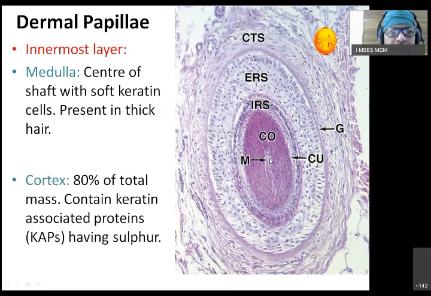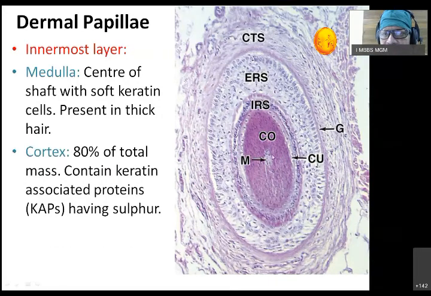Then we see the thick cortex, which has the hard keratin. It's very specific for hair follicle. It almost forms 80% of the hair, which is going to grow and come outside. All this inner zone, that is the innermost layer, will grow up and ultimately come out as a hair shaft. Now this also contains a specific protein called CAPs, which is a sulfur-related protein. That is called the keratin-associated proteins, which make up 80% of this.